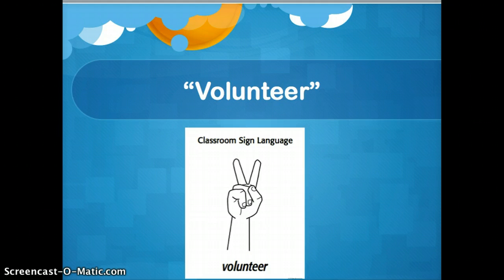If a student wants to be a volunteer, they use V in ASL. Think of the number 2 or a peace sign when using this hand signal.